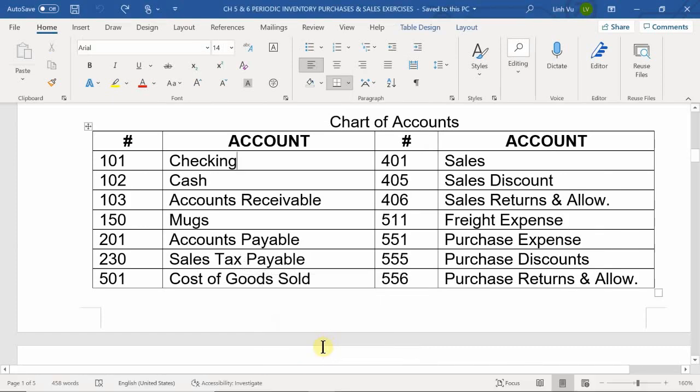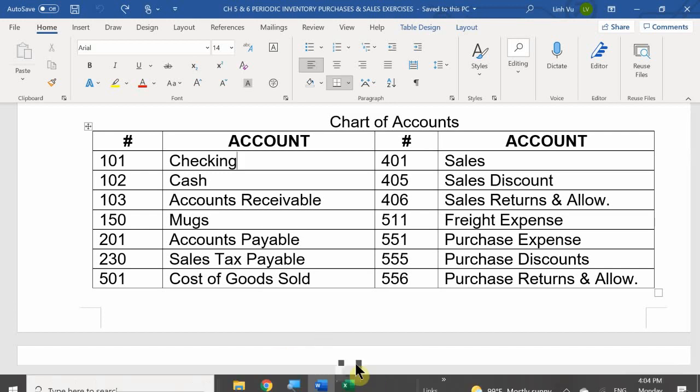Purchase expense? Freight expense was 511. Oh, purchase expense was 551.